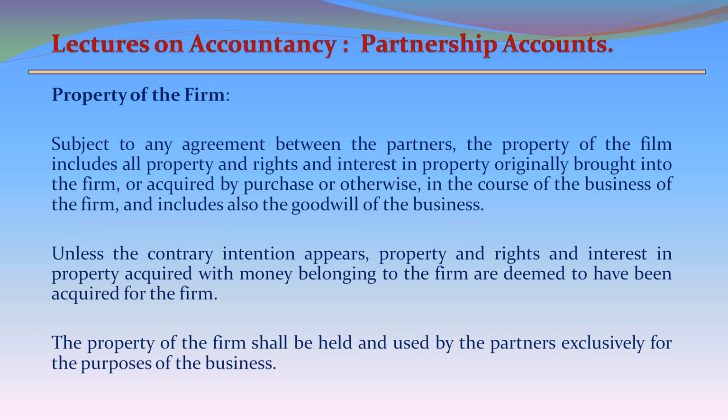Property of the firm. Subject to any agreement between the partners, the property of the firm includes all property and rights and interest in property originally brought into the firm or acquired by purchase or otherwise in the course of the business of the firm, and includes also the goodwill of the business. Unless the contrary intention appears, property and rights and interest in property acquired with money belonging to the firm are deemed to have been acquired for the firm. The property of the firm shall be held and used by the partners exclusively for the purpose of the business.